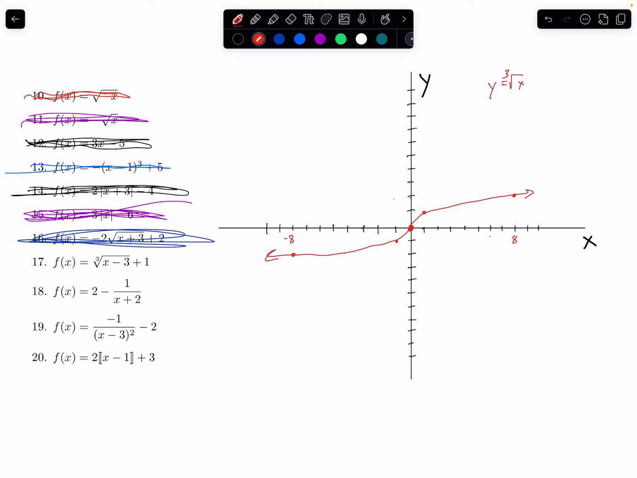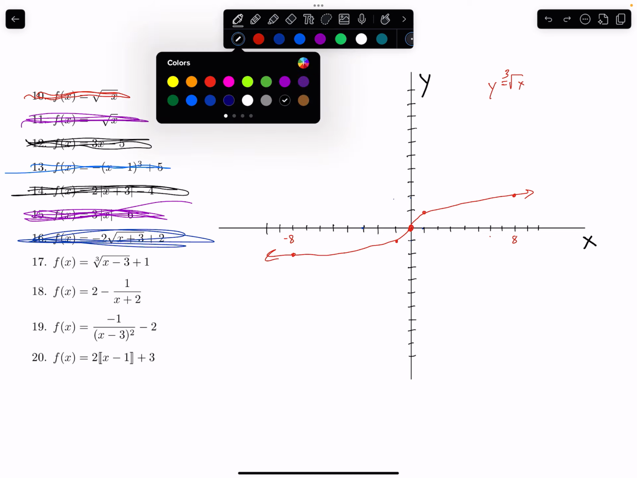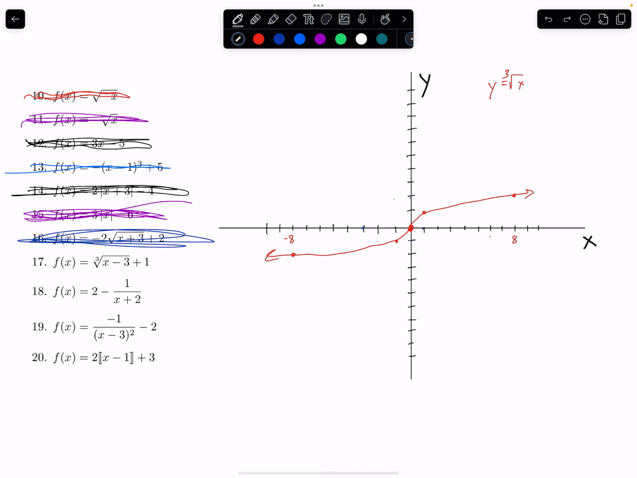This time I'm only shifting, easy. 3 to the right, 1 up. Otherwise the same. Let's do black. So 3 to the right, 1, 2, 3, new starting position right there. And 1 up right there. But otherwise the shape is the same. And what is the shape? Sorry, this is the starting position. The shape says 1 up, 1 to the right.